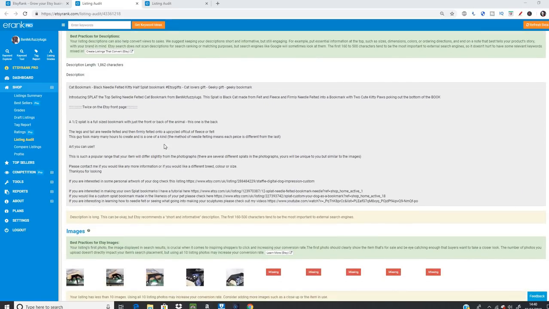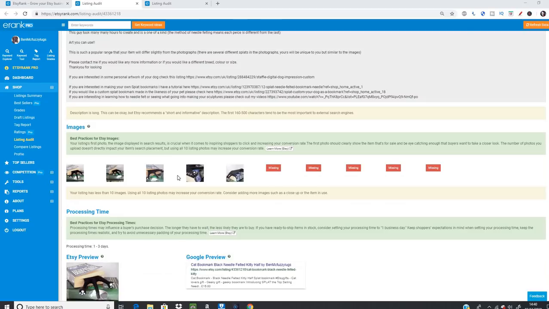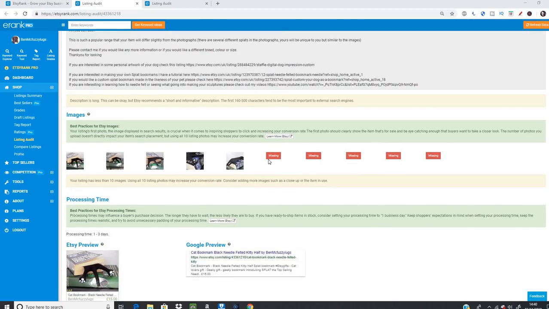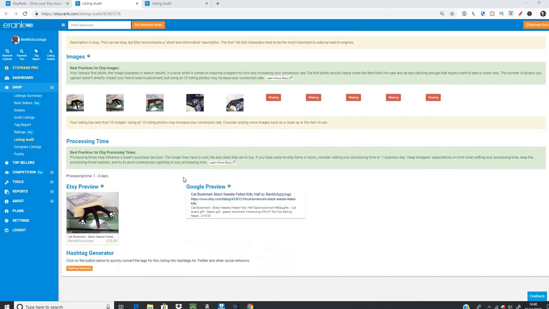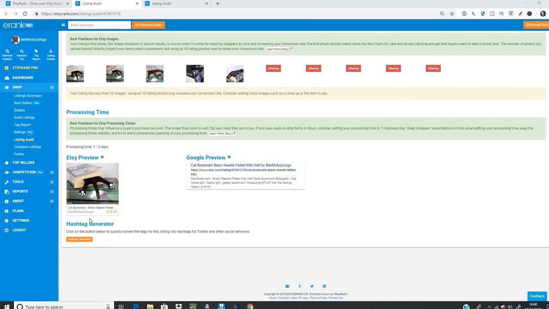And again, you get a chance to see what your description looks like. Now it's saying it is a bit long, and absolutely it is. I could probably cut that down. Yeah, I can probably work on that. And here we're seeing the images. Now I've only got 5, but I'm happy enough with that. Processing time, it's happy with this. And then you get a wee preview of what someone's going to see on Etsy.